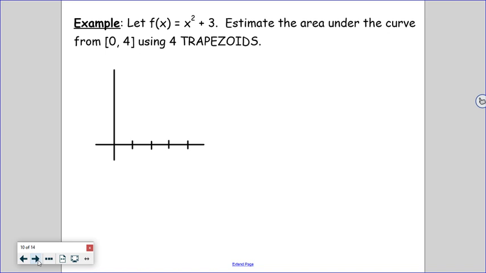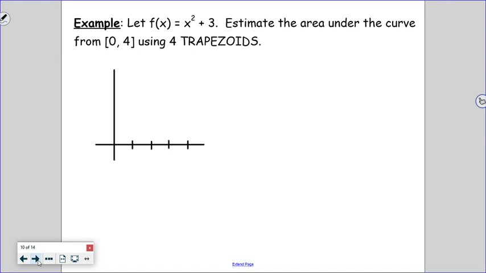On our first example, it says let f of x equals x squared plus 3. Estimate the area under the curve on the interval from 0 to 4. It specifically says we're going to use 4 trapezoids this time. So to get us started, what we'll want to do is just give ourselves a picture of the curve from 0 to 4 so that we have something to work with.